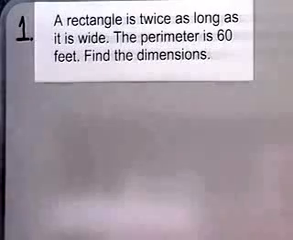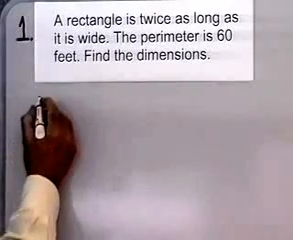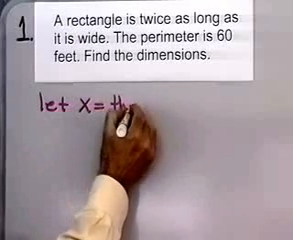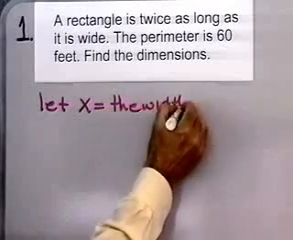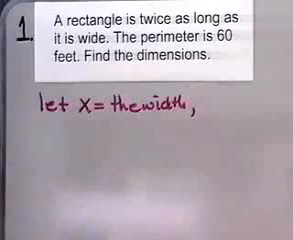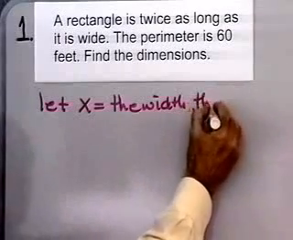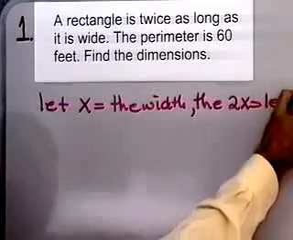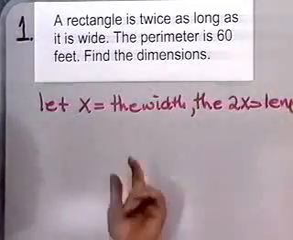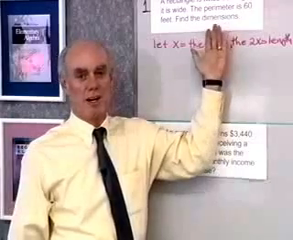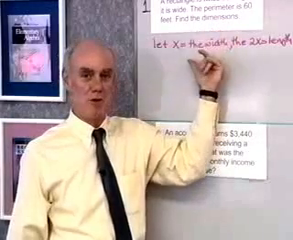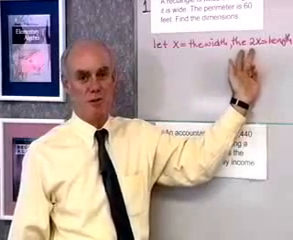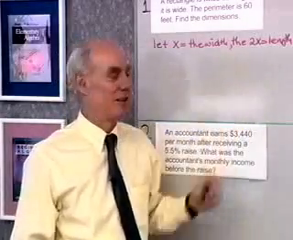Step number two, we want to assign a variable to one of the unknown items. So let's let x equal the width. Then if x is the width and the length is twice the width, then 2x is equal to the length. So first we read over the problem and we just kind of mentally say what's known and what's unknown. Then step number two, we want to assign a variable to one of the unknown items and then see if we can write the other items in terms of that variable x.